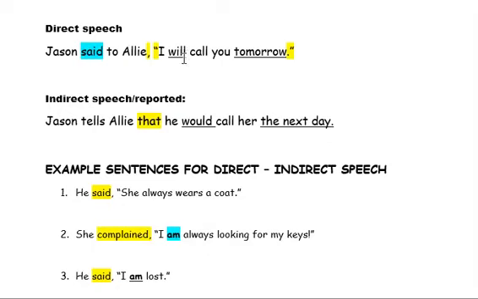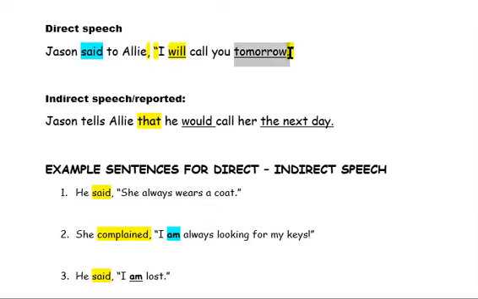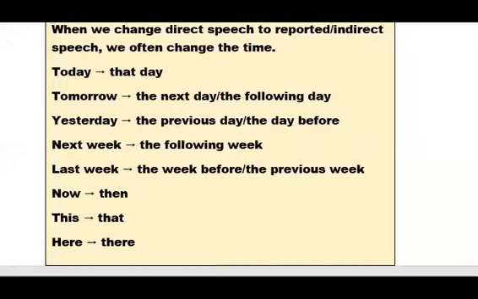For example, the word will and the word tomorrow will change when we are changing it into indirect speech. So another important thing I want to bring to your attention is whenever we see the words tomorrow, today, last week, etc., when we're changing it to indirect speech and we're changing the tense of the sentence, those words follow specific rules. Okay, so let's see some of those rules here.